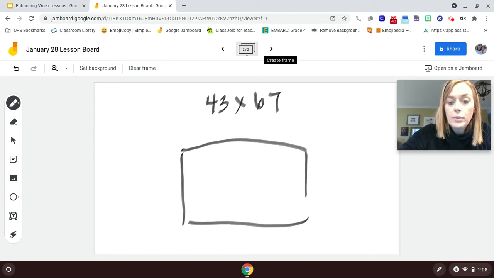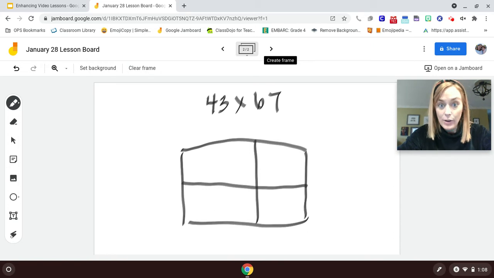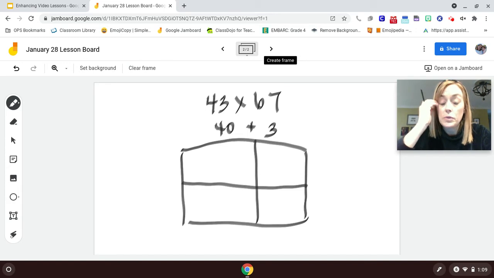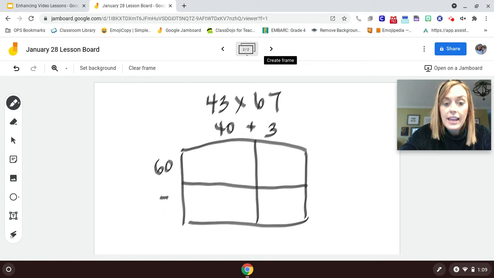I'm going to draw my area model, and I know that it needs 4 boxes, right? Because I have double digits, double digits. And how can I break apart 43? So think about it for a minute. And you should have said 40 and 3, because 40 plus 3 is 43. I'm going to do the same thing for 67. So you should have had 60 and 7, because 60 plus 7 equals 67. And now I can start multiplying.